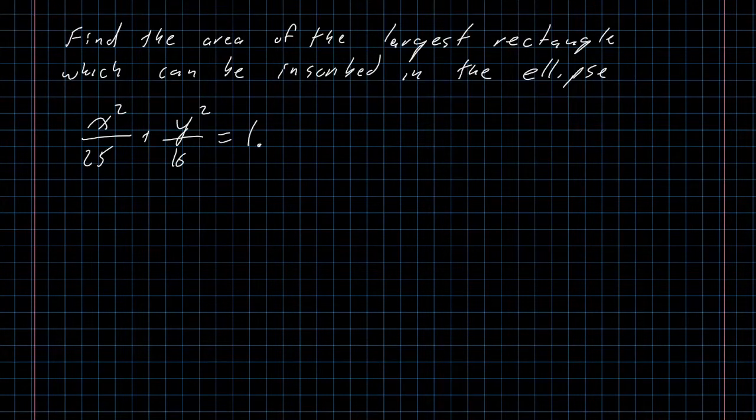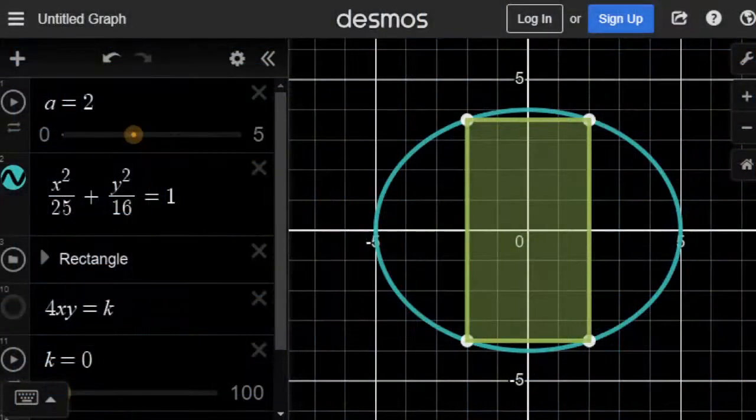All right, so for example, I want to find the area of the largest rectangle which can be inscribed in the ellipse x squared over 25 plus y squared over 16 is equal to 1. Before I get into any actual problem solving with that, let me jump over to Desmos, and I've used Desmos, not GeoGebra, to graph this one, because specifically I wanted some sliders. And so here's the picture that I'm talking about.